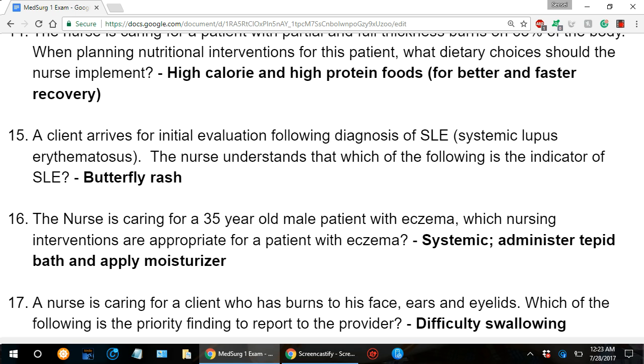A client arrives for initial evaluation following diagnosis of SLE, or systemic lupus erythematosus. The nurse understands that which of the following is the indicator of SLE? The answer is butterfly rash.